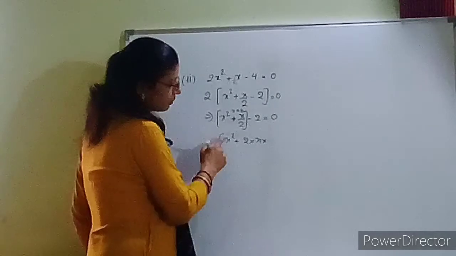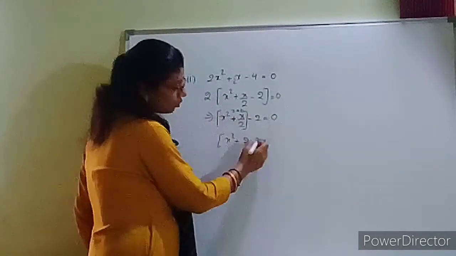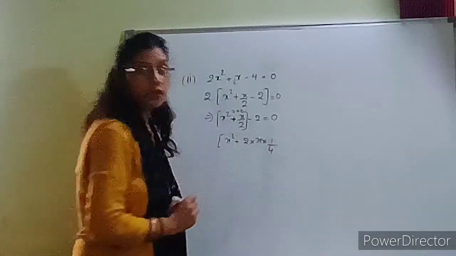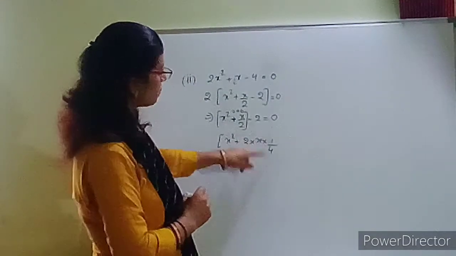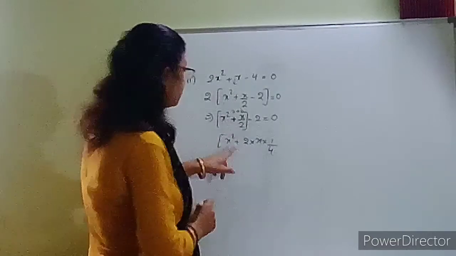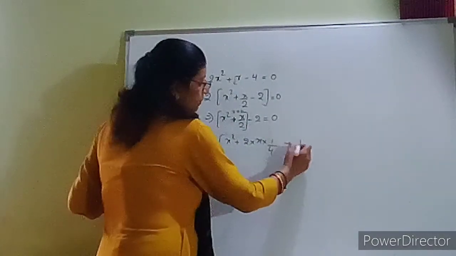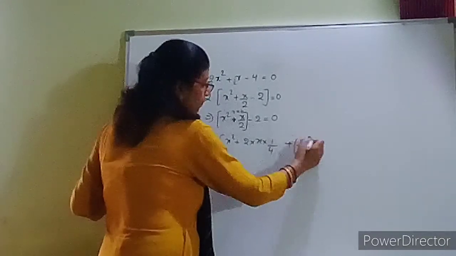What should I write in the place of b? So I will get x upon 2. x is already here, 2 I want in the numerator, so I have to write 1 upon 4. So 2 and 2 cancel. x upon 2 will give 2ab. So a square plus b, b is 1 upon 4. So a square plus b square plus 2ab.